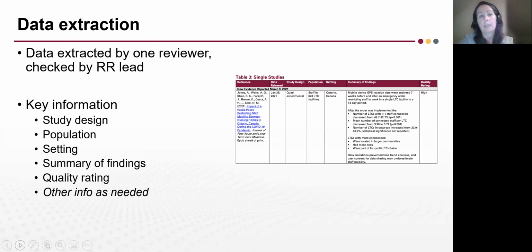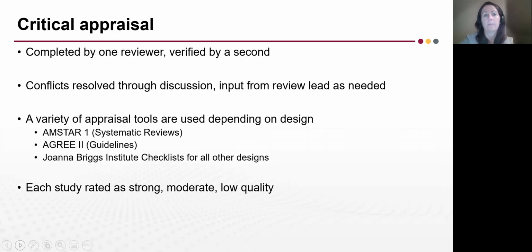If we now move on to data extraction, this is an example of what our data extraction tool looks like. And it's also been informed by what our decision makers have told us they want and what they don't want in the report. And so here, the data extraction again is conducted by one reviewer and is checked by the lead author. And we extract information on the design, the population, the settings, summary of findings, quality rating, and any other relevant info for that particular topic question.